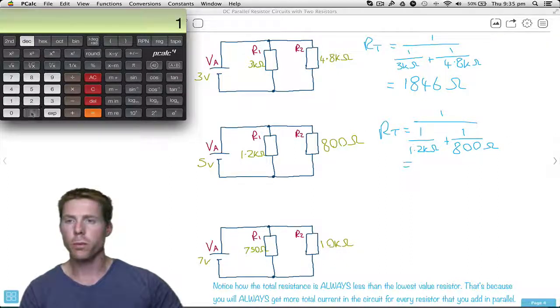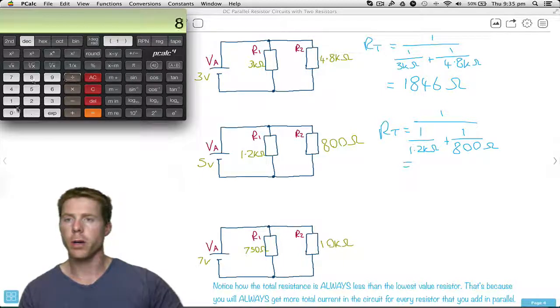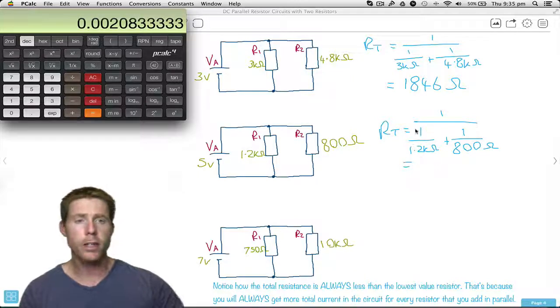1 divided by 1.2K. Now we've got that part first, then we need to add this second part. Now we need to put this second part in brackets to make sure we do it in the correct order. 1 divided by 800 ohms. Now we've got all of that down the bottom. We've got that divided by that, and then we added that to 1 divided by that, which is what we see on the screen.